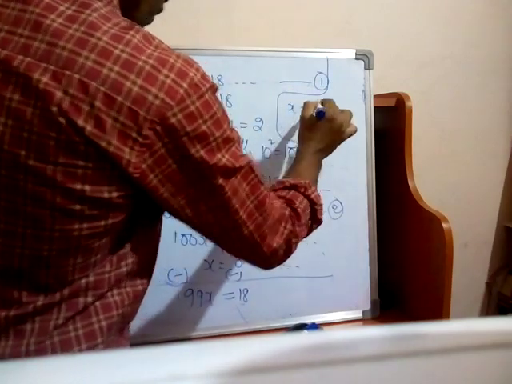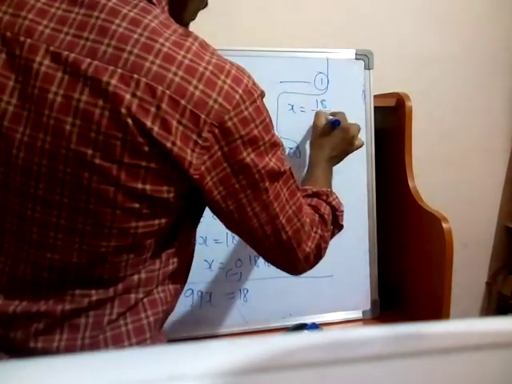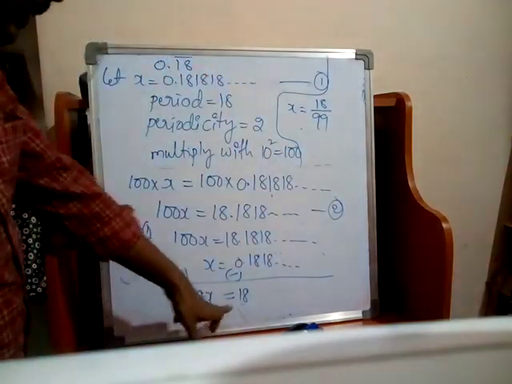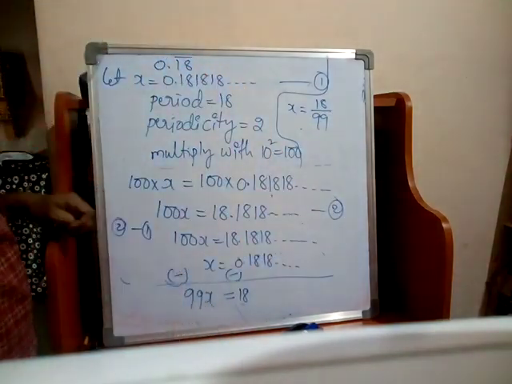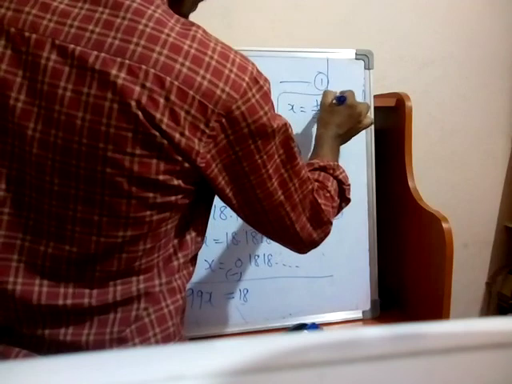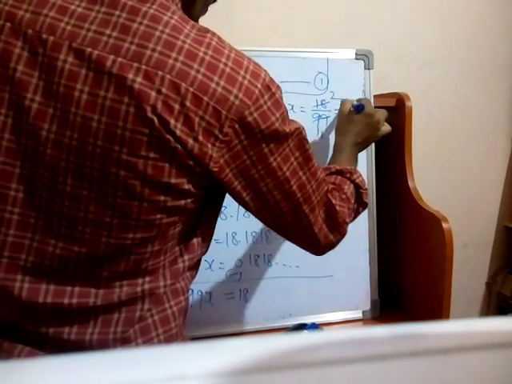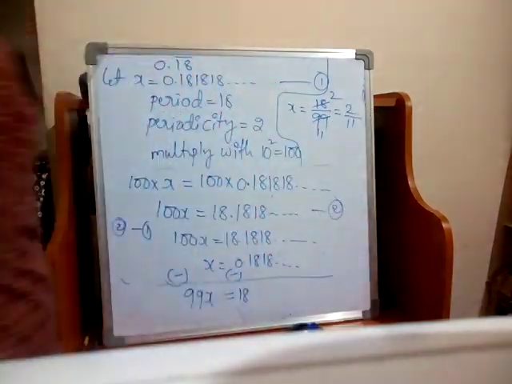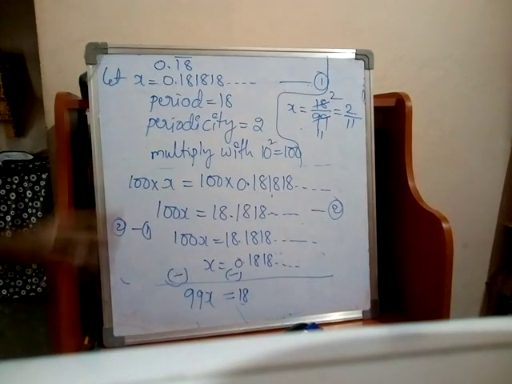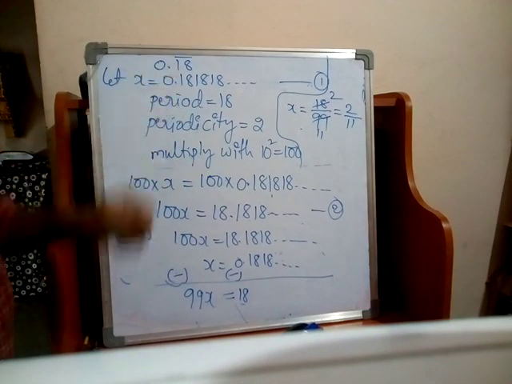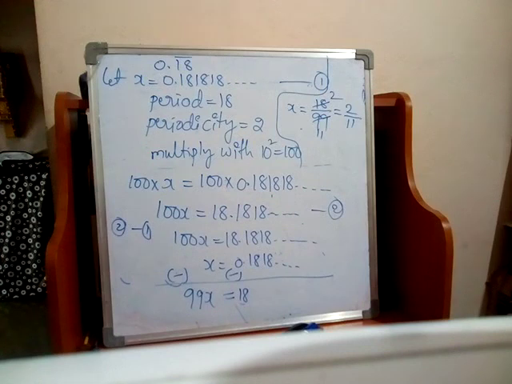So x is equal to 18 by 99. Yes or no? Transposing 99 to this side, it becomes division, 18 by 99. The 9 table comes: 9 twos are 18, 9 elevens are 99. So the final answer is 2 by 11. So the rational number of the given non-terminating recurring decimal is 2 by 11.